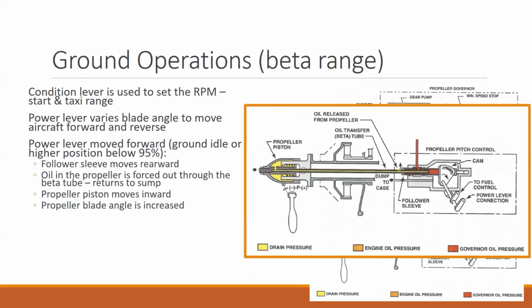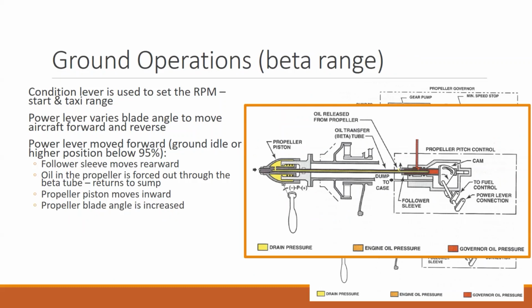So here's kind of a bigger picture of that. I guess I got ahead of myself a little bit. We push the power lever forward. Below 95%, however, the follower sleeve moved aft, closed off our oil pressure source here. It can't get into the beta tube. Open this slot in the beta tube. Oil can leave the dome out through the beta tube into the sump. And then the propeller piston, which is the whole dome in this case, moves aft.